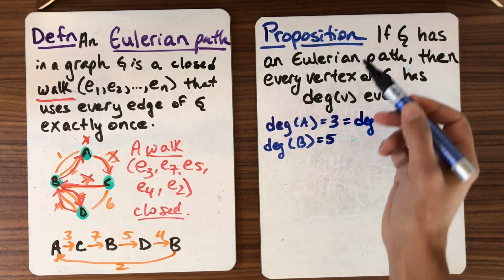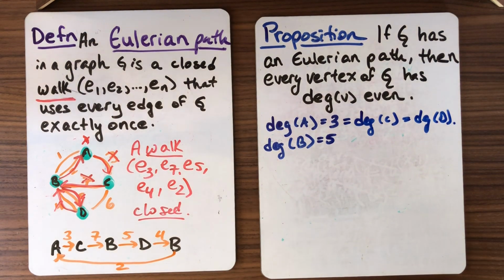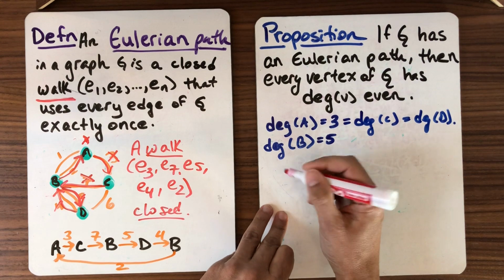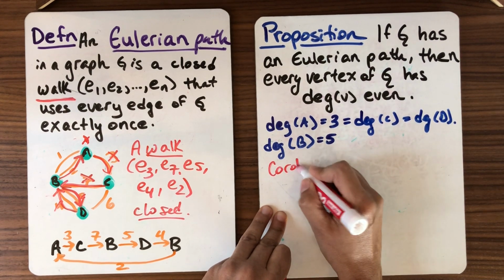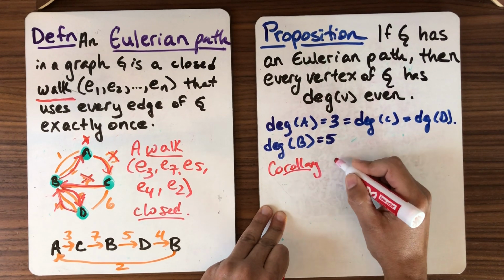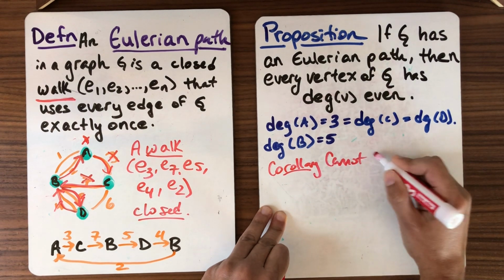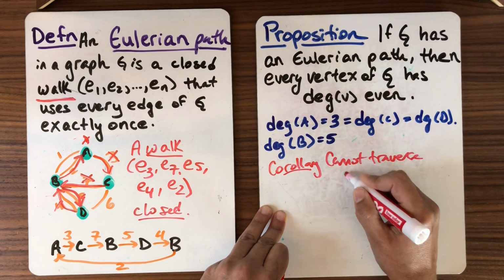So from this proposition, once we prove this proposition, this shows, therefore, we have a corollary. We cannot traverse Königsberg.